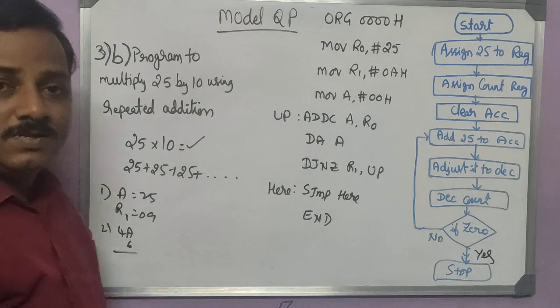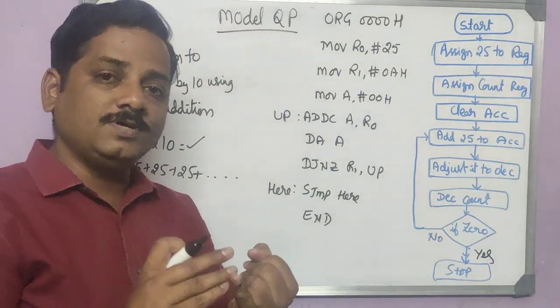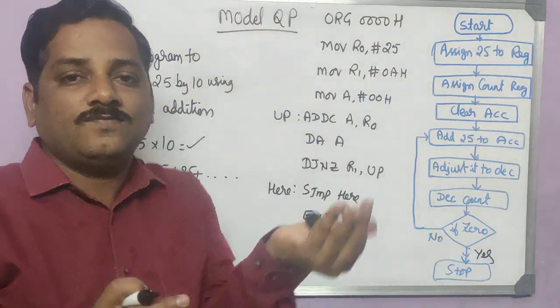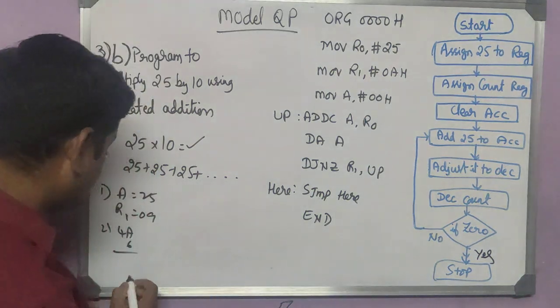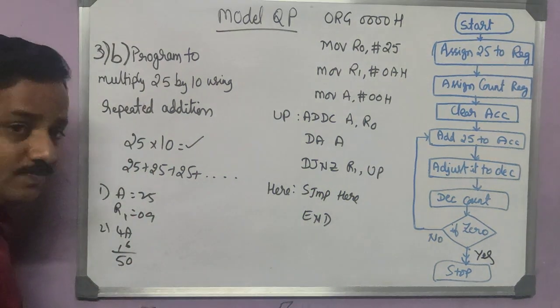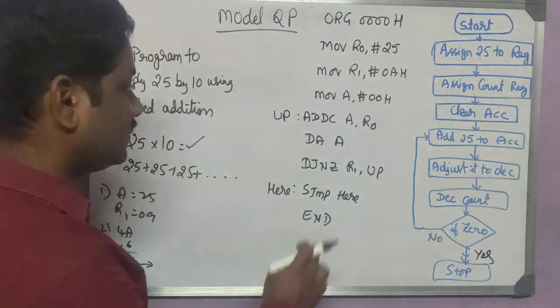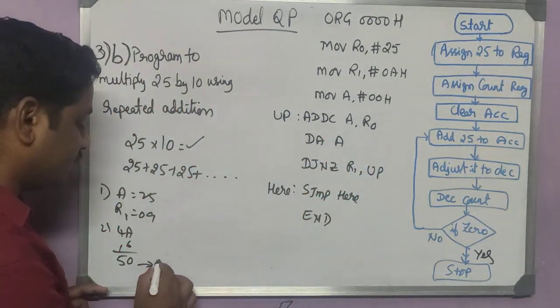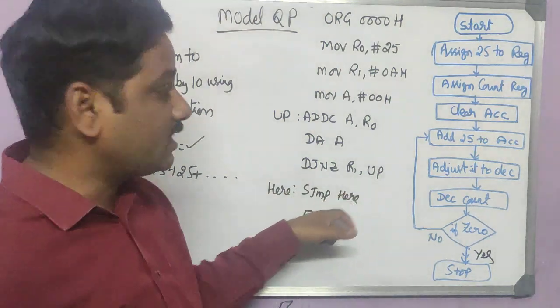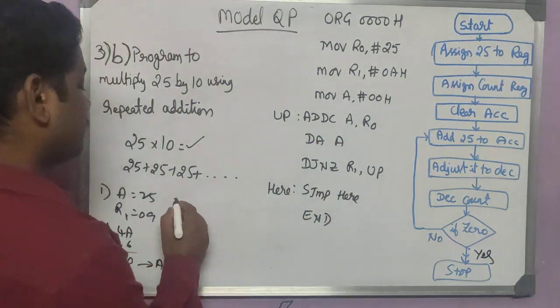Then A plus 6. What happens after A? B, C, D, E, F, 10. So we get 0 here and 1 here. So that is 50. So 50 will be the answer in the accumulator. After execution of this, the accumulator will have 50. Then it will decrement. Again it will come here. So third count, what happens?